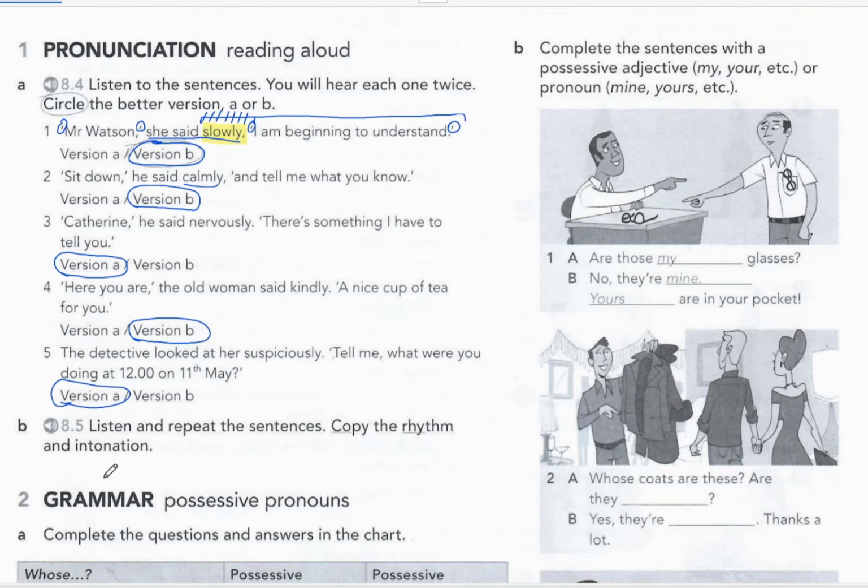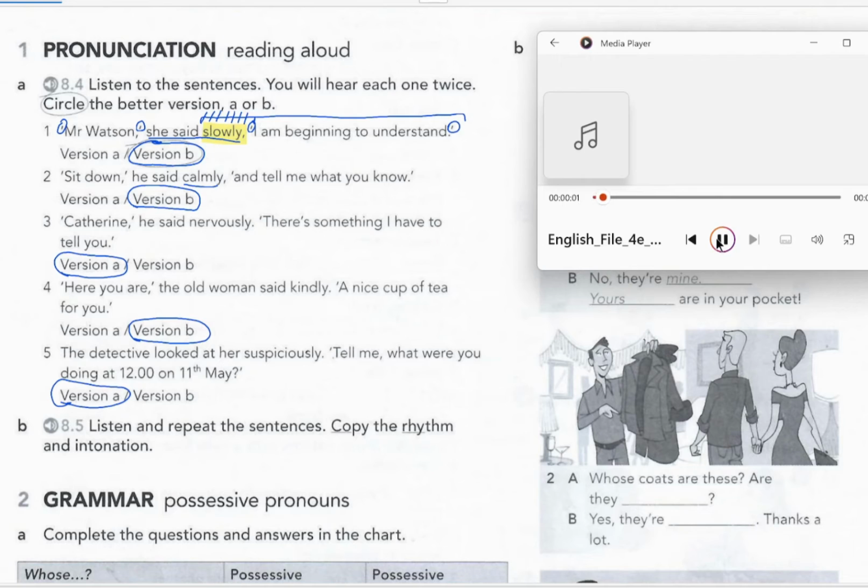Okay, so B. Now B is asking us to listen to 8.5 and repeat the sentences, copy the rhythm and intonation. All right, we're going to do that. I'm going to get 8.5 now. 8.5. 8C. Pronunciation B.